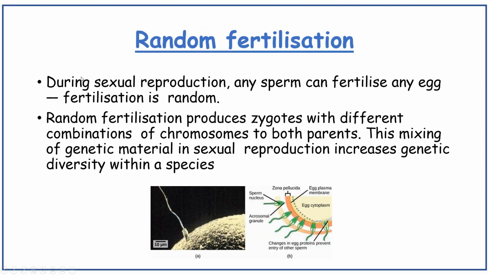Random fertilisation. So during sexual reproduction, any sperm can fertilise any egg. So fertilisation is random. Random fertilisation produces zygotes with different combinations of chromosomes to both parents. And this mixing of genetic material in sexual reproduction increases genetic diversity within a species.